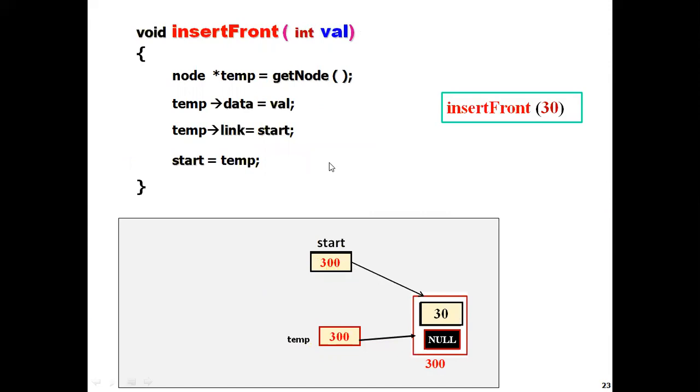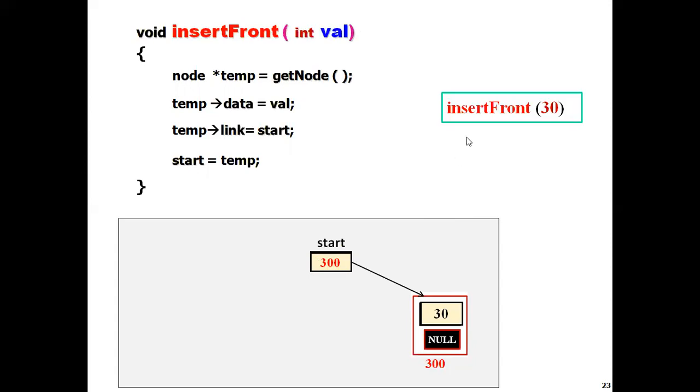When you come out of the function, that means the entire function is finished, then the local pointer will be destroyed. Local pointer is the temp pointer. So this temp pointer will be destroyed. So you can see the new node is inserted in the linked list. Now the linked list has only one node, where start is pointing to that node and this is the first node.